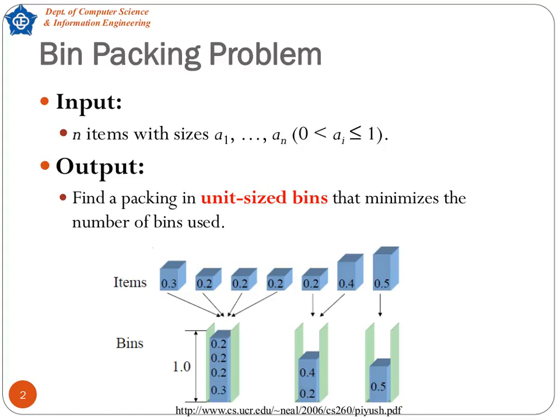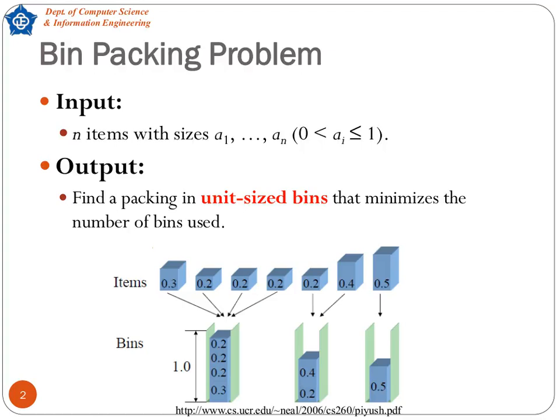Now that we've introduced ourselves and the topic of bin packing, let's dive right into what the bin packing problem is. To understand this, let's first look at the input. The problem starts with n items, and each one has a specific size. These sizes, which we'll denote as a1 through an, are all greater than 0 and less than or equal to 1. So, 0 < ai ≤ 1.